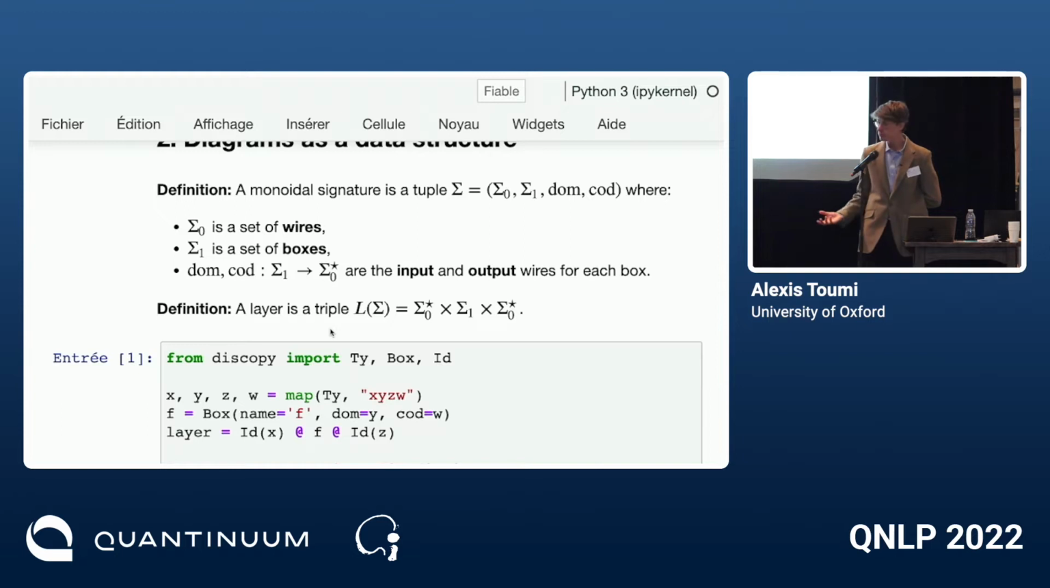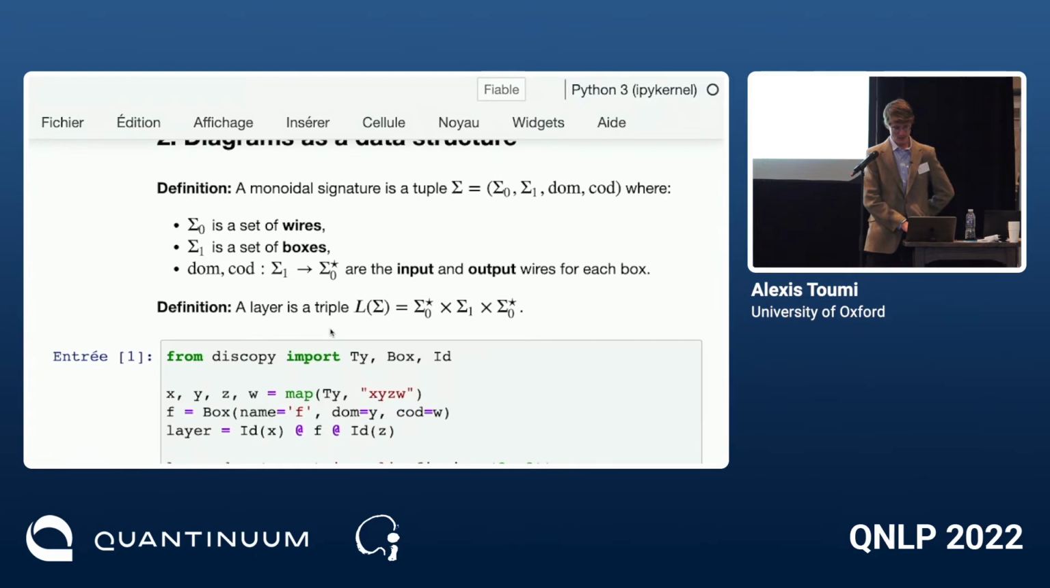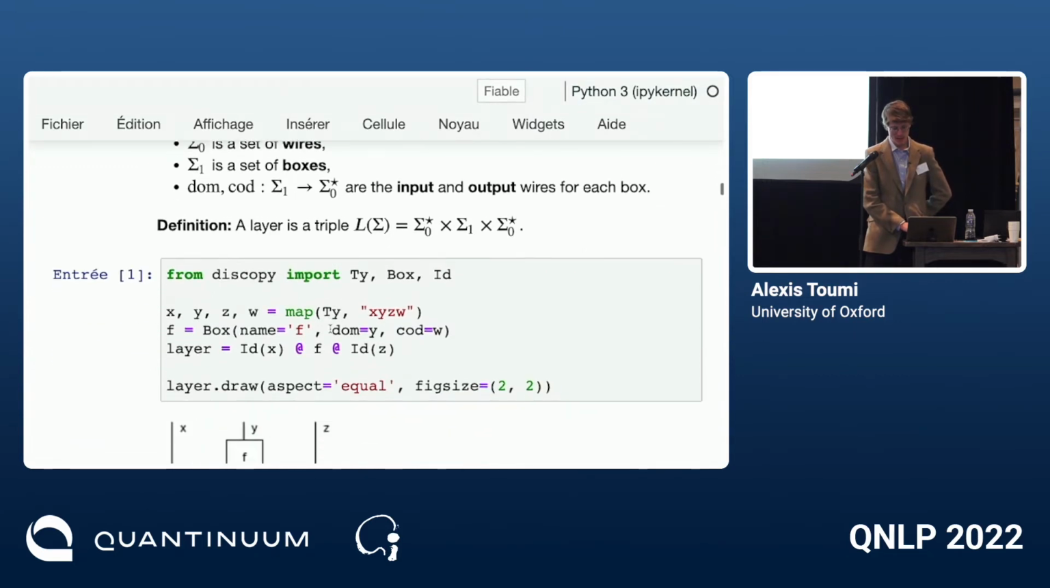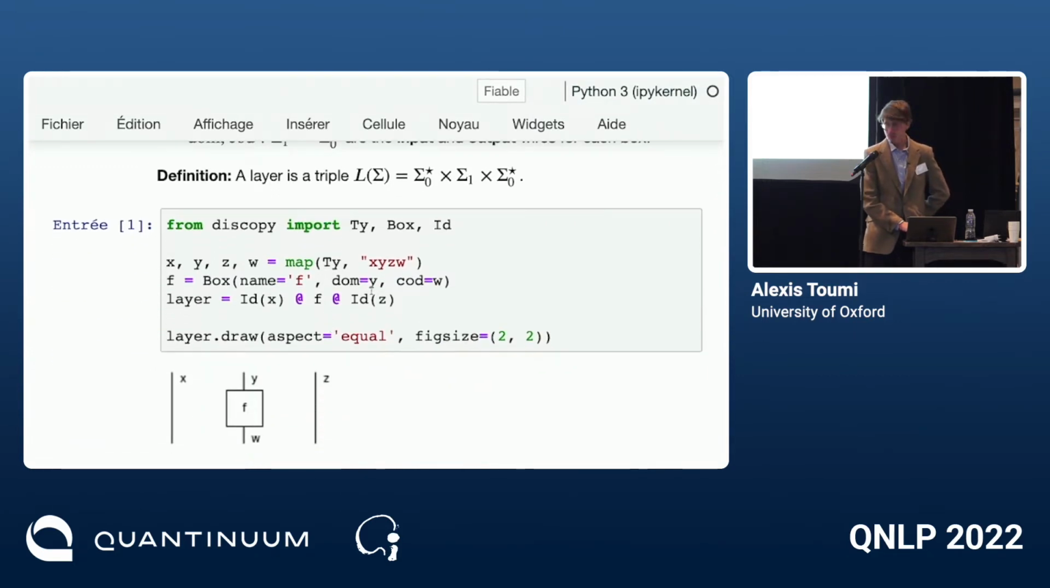Now a layer is given by a triple. It's got some objects on the left, a box in the middle, and some objects on the right. So let's look at how DisCoPy implements layers. Well, you can implement Ty, which will be the sigma 0 in our case, so the types for the wires. Box will be sigma 1, and Id is just some bureaucracy that we need to keep the types in check.